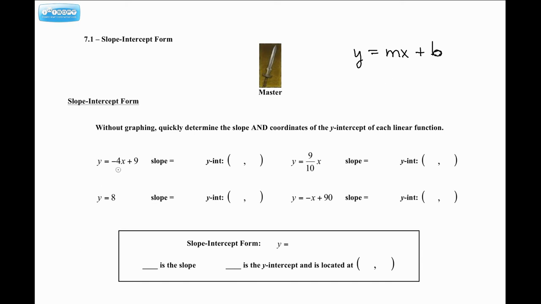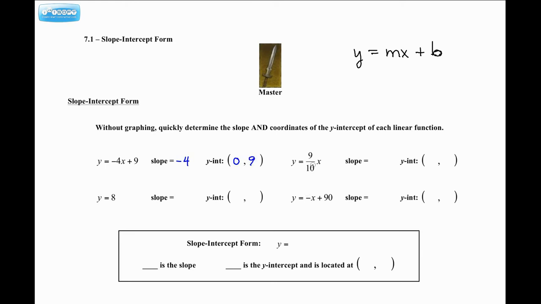So y equals negative 4x plus 9. The slope is negative 4. Well, the y-intercept is 9, but notice how we have room for an ordered pair. It just means we actually want the full coordinate, not just the y value. Well, of course, x is always 0 at the y-intercept. Always, always, always. There we go. That's simple.